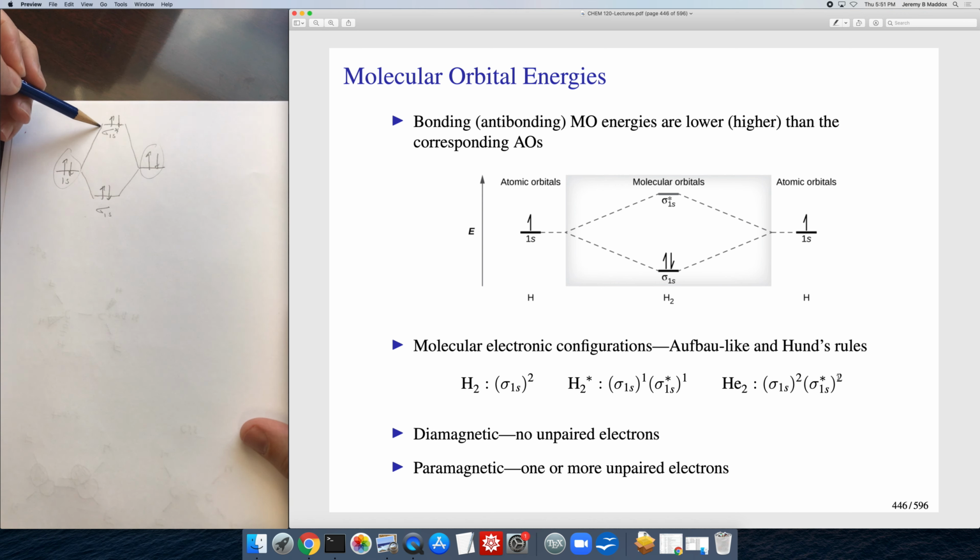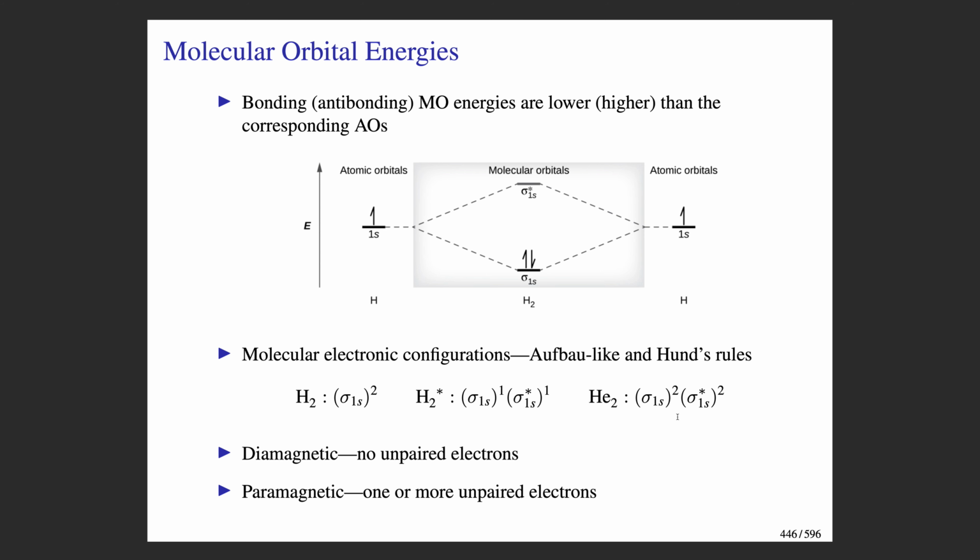A couple of terms at the bottom that you want to be familiar with. The term diamagnetic, we may have talked about this in the context of atoms. Diamagnetic means that there are no unpaired electrons. So for example, the ground state of hydrogen is diamagnetic. This helium-2 structure would also be diamagnetic. The term paramagnetic means that we have 1 or more unpaired electrons. And so this excited state of hydrogen would have unpaired electrons. And so we would say that it's a paramagnetic species.